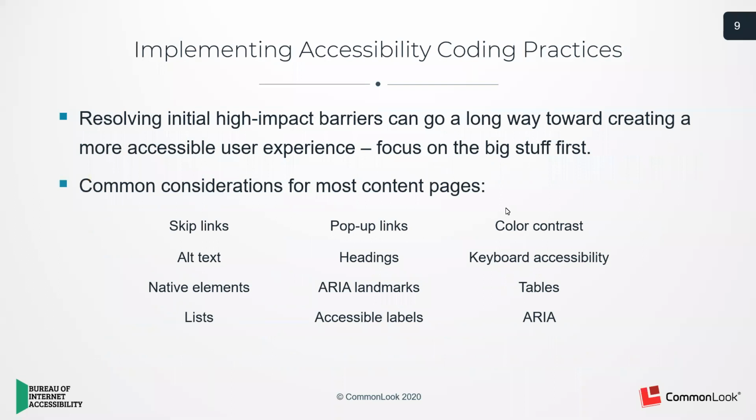So next slide. What you're going to want to focus on is the big stuff first. Resolving initial high impact barriers can go a really long way towards creating a more accessible user experience. Definitely focus on the big stuff first. I have mentioned a list of big stuff items here, such as adding skip links, make sure it's present. Make sure that any alternative texts are populated or empty accordingly. Use native elements and grouping items with lists, and use appropriate headings and ensure they do not skip any heading levels. And we're going to go into those a little bit more on the following slides.